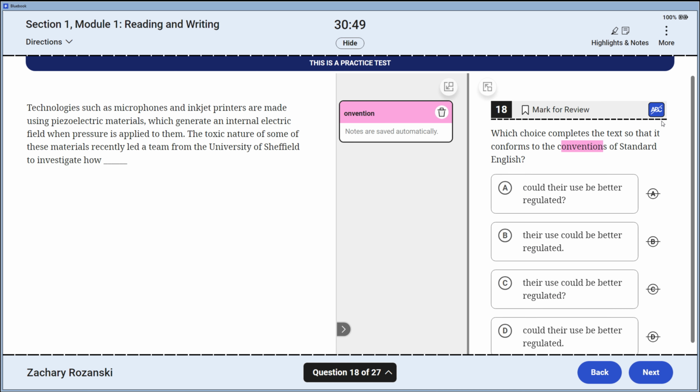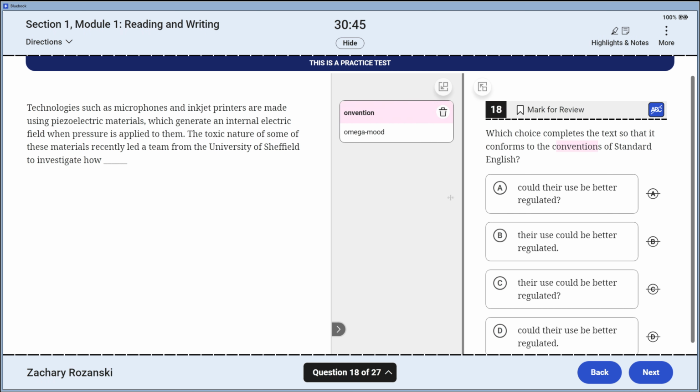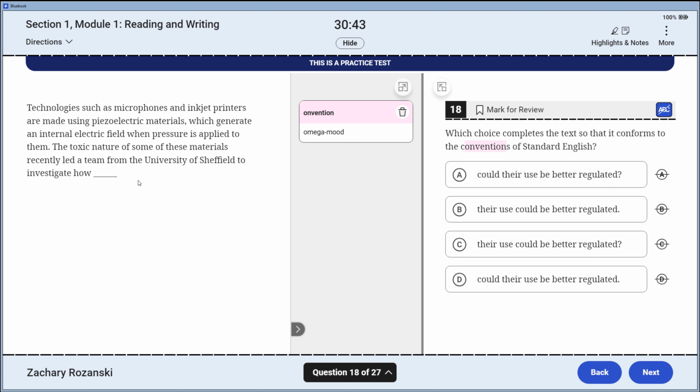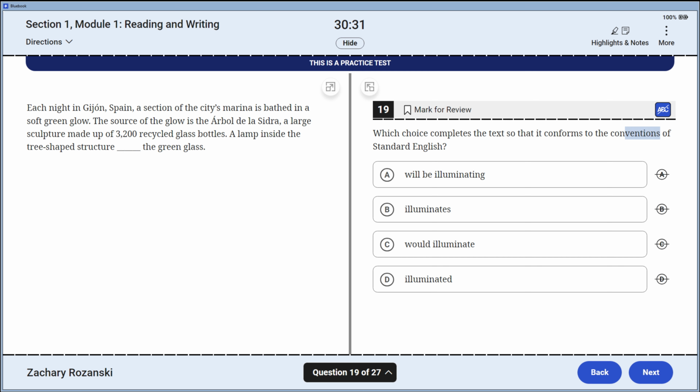Another conventions question. I'm going to check my omega considerations, and this happens to be a mood question. Am I asking a question or am I making a statement? So I go reading the sentence. The toxic nature recently led a team from the University of Sheffield to investigate how their use could be better regulated. Making a statement, pick it and move on.